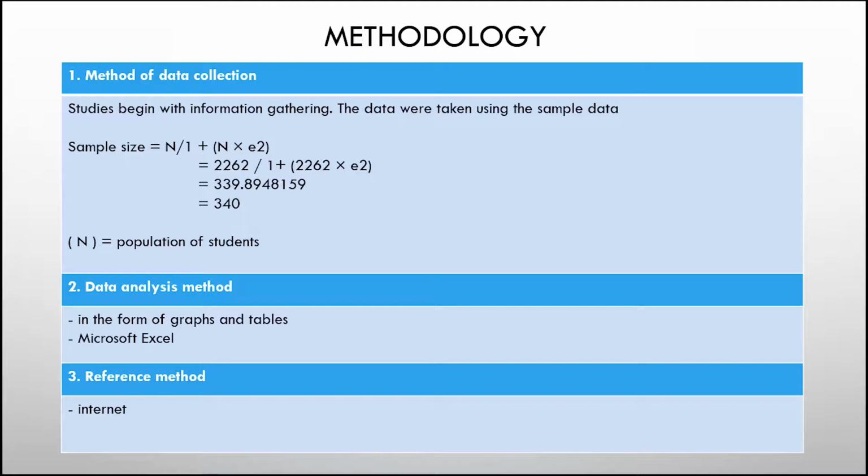And the second is the data analysis method. Data obtained were interpreted by researchers in the form of graphs and tables. Then, the data and information in the tables are processed using Microsoft Excel. The third is the reference method. Researchers also use the internet to obtain additional information related to accurate information and data.